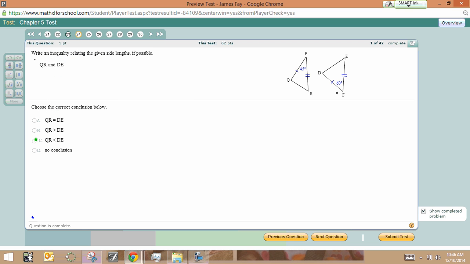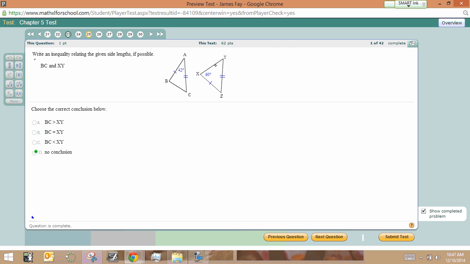Right, inequality about the side lengths. We've got side, angle, side, side, angle, side. We know that that angle is smaller than that one, so across from 45, QR should be smaller than what's across from 60, which is DE. So QR is smaller than DE.